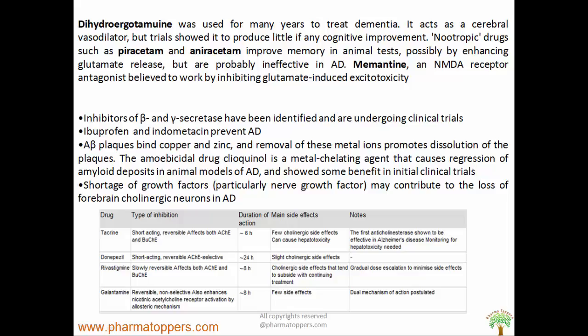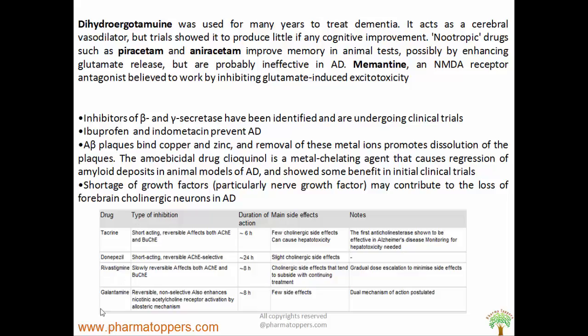A beta plaques bind to copper and zinc, and removal of these metal ions promotes the dissolution of the plaques. The amoebicidal drug clioquinol is an important metal chelating agent that causes regression of amyloid deposits in animal models of Alzheimer disorder and showed some benefit in initial clinical trials. Clioquinol itself has toxic effects in humans, which preclude its routine clinical use, but less toxic metal chelating agents are under investigation. The shortage of growth factors, mainly nerve growth factor, may contribute to the loss of forebrain cholinergic neurons in Alzheimer disorder.